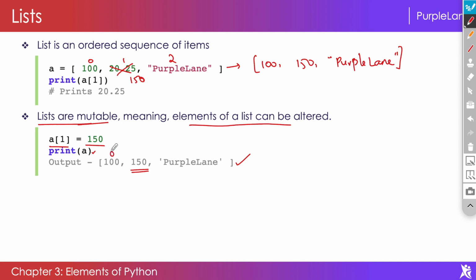Now, since these are the indices 0, 1, 2, you will be able to access the elements from left to right or from right to left using the negative indices.